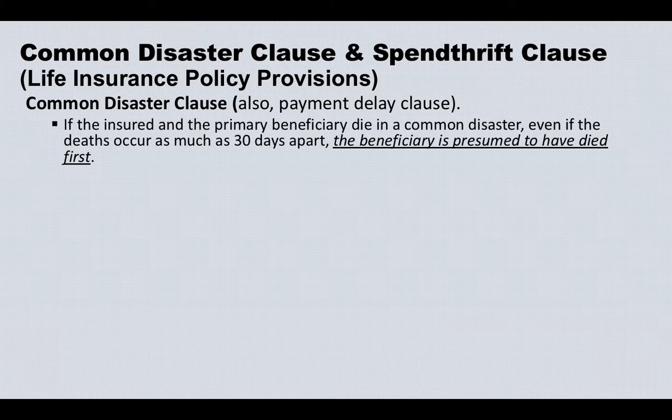Say if the insured and the primary beneficiary die in a common disaster, even if the deaths occur as much as 30 days apart, the beneficiary is presumed to have died first. Okay, this is very interesting.